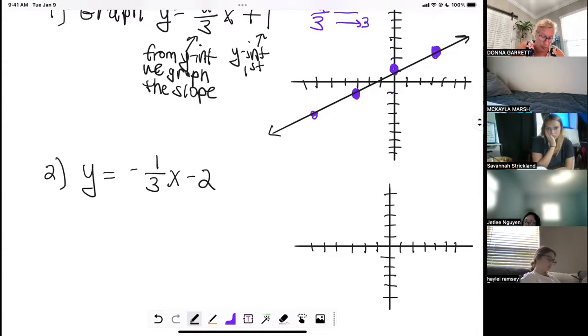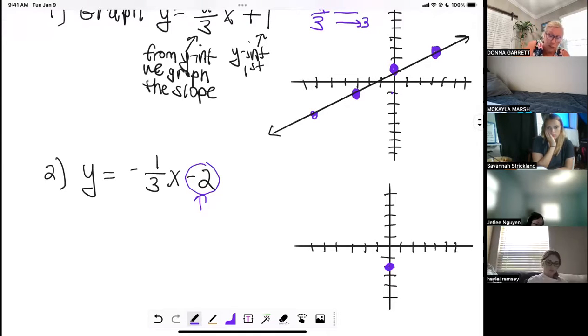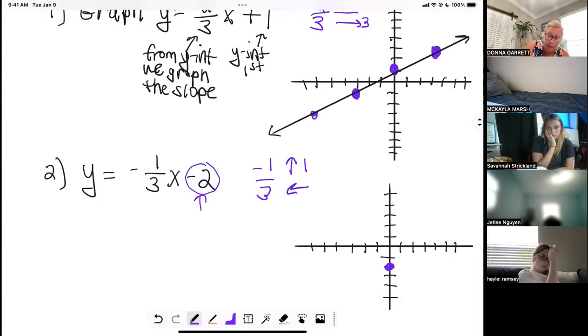Okay, so now what's my y-intercept? My y-intercept is not 2, it is -2. So at -2, I put my point. Now the slope is -1 over 3. That still means I'm going to go up 1, but now because it's negative, I'm going to go to the left 3. So I'm going to draw a little thingy so you can see what I'm doing. I go up 1 and then I go left 3. 1, 2, 3.